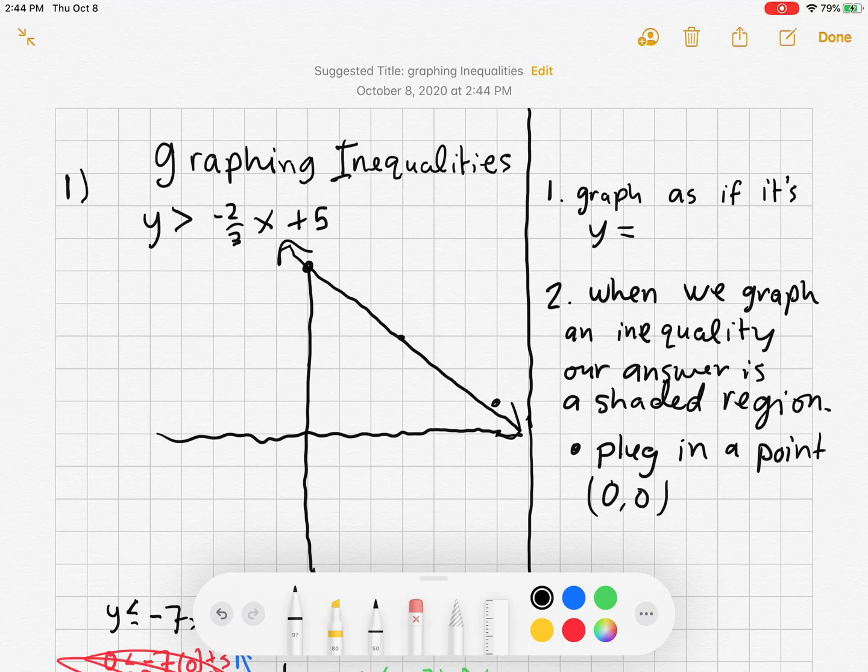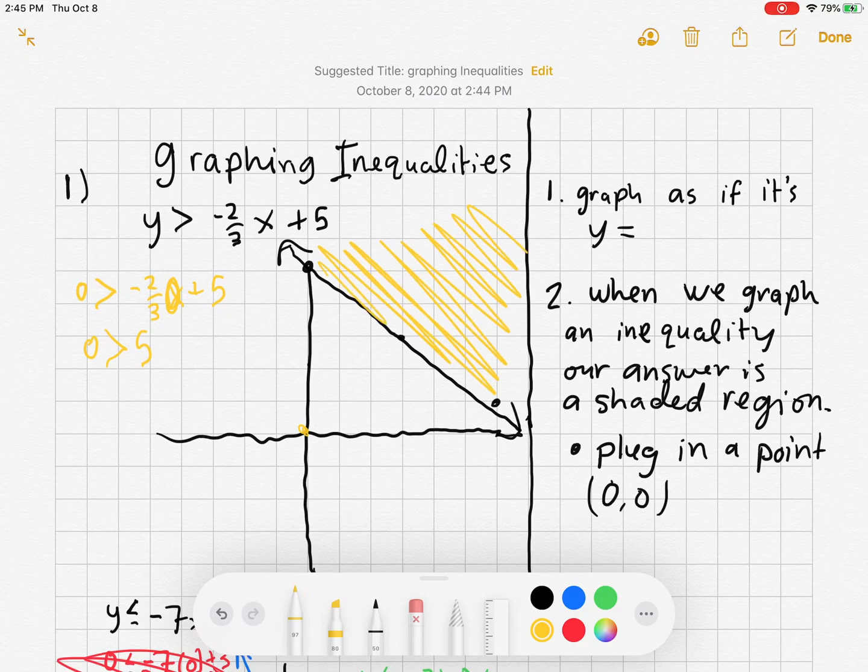Okay, at this point, let's plug in 0, 0. I'm going to do that in yellow. 0 is bigger than negative 2/3 x plus 5. Well, x is 0. So now we have 0 is bigger than 5. Is that a true statement? No. So we have to shade the side that doesn't include 0, 0. So if 0, 0 is right there, we have to shade the other way, indicating our answer goes that way.